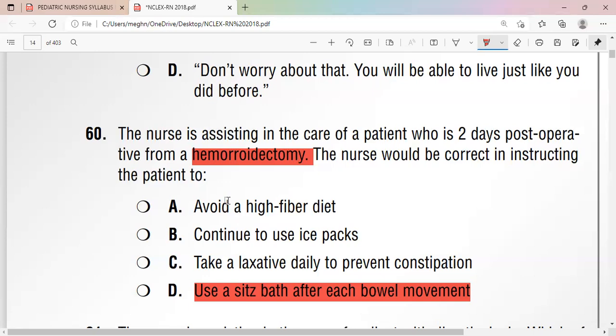So ice packs, as stated in answer B, are ordered immediately after surgery only, not after every hemorrhoidectomy. And answer C is incorrect, because taking laxatives daily can result in diarrhea.